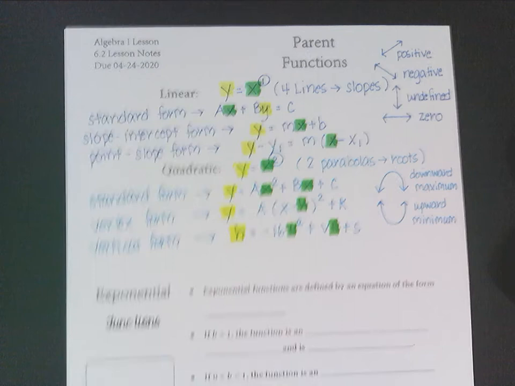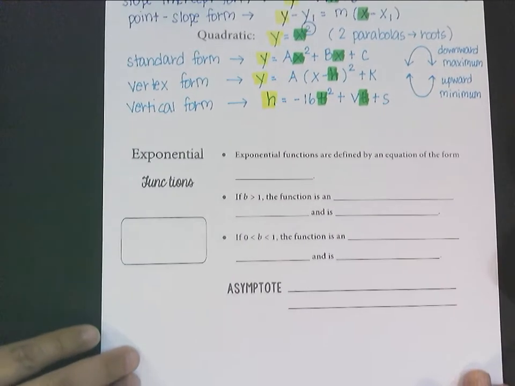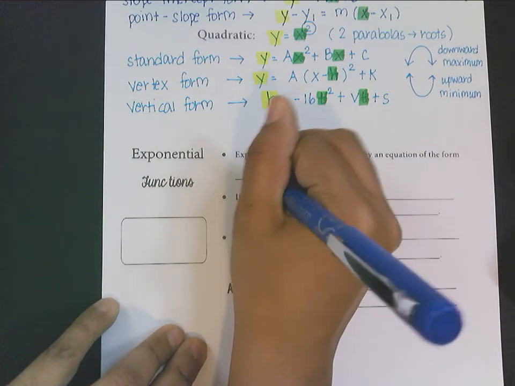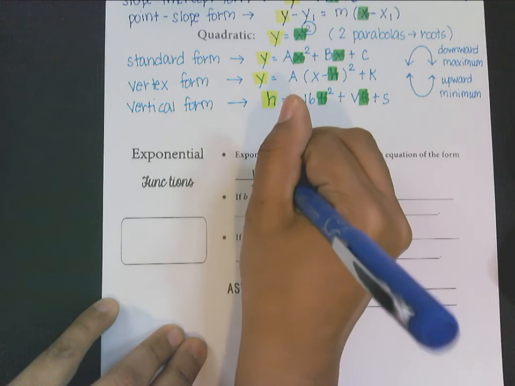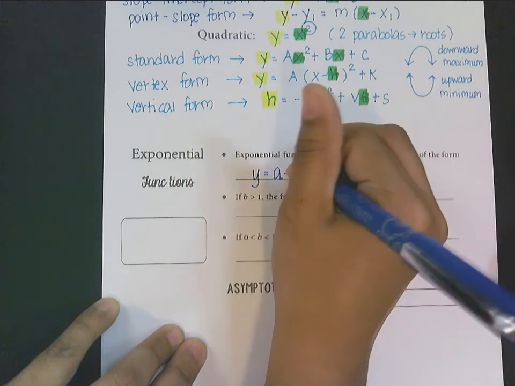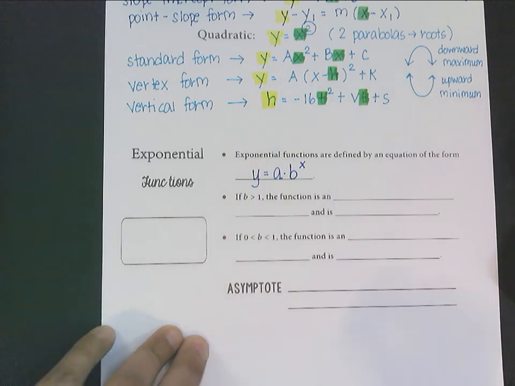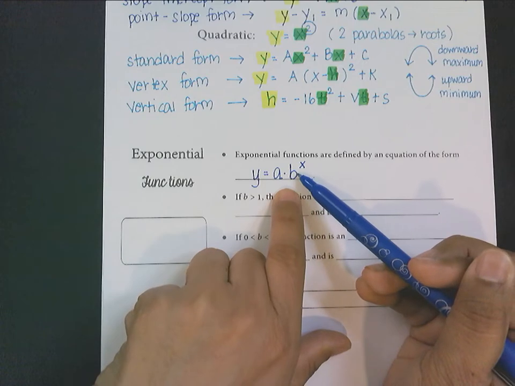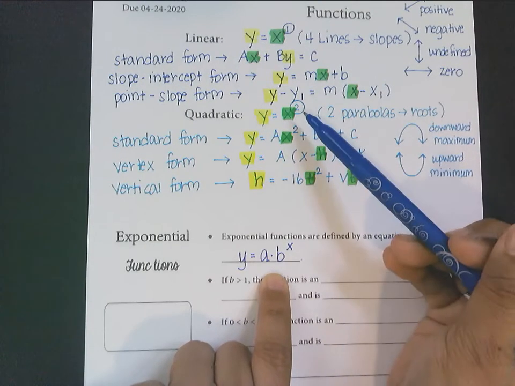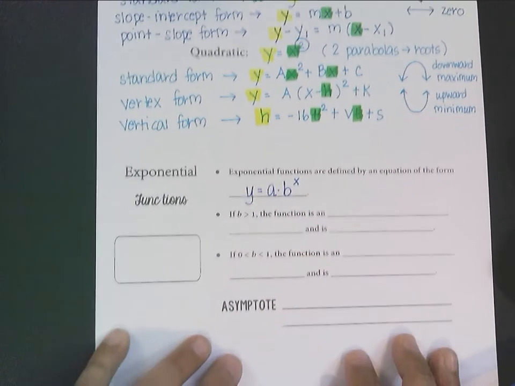But now you get to the exponential function. And it's the same thing. And that equation is y equals a times b to the power of x. And that's the reason it's exponential, because the x is an exponent. Not up here like in the quadratic where you have a number as the exponent. In exponential, it's actually your x.